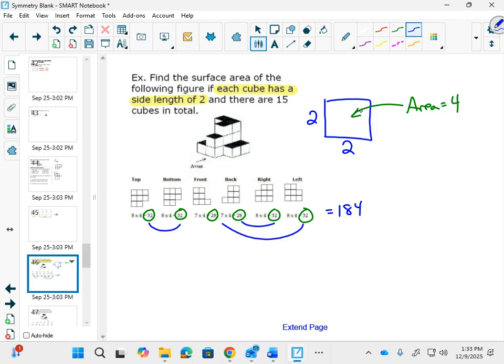So there's 2 ways you could get the answer of 184. We could do them each like this, or you could just add up all the squares, which is 8 plus 8 plus 7 plus 7 plus 8 plus 8. And adding these together gives us 46 squares. And then take each of those 46 squares and multiply them by 4. You would get 184 in total.